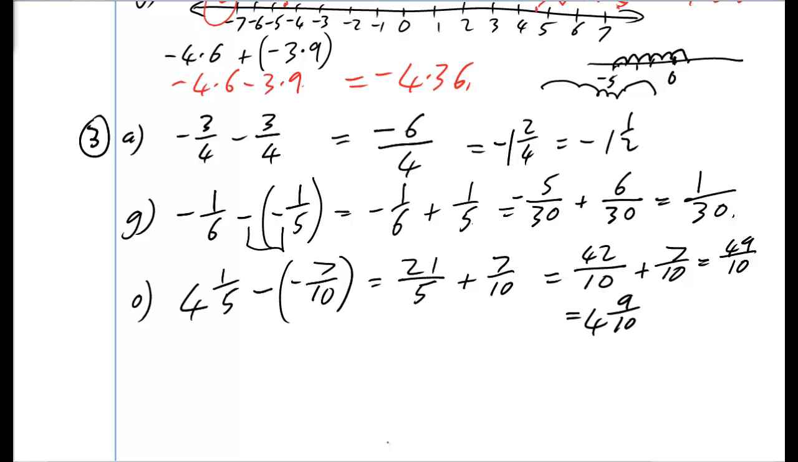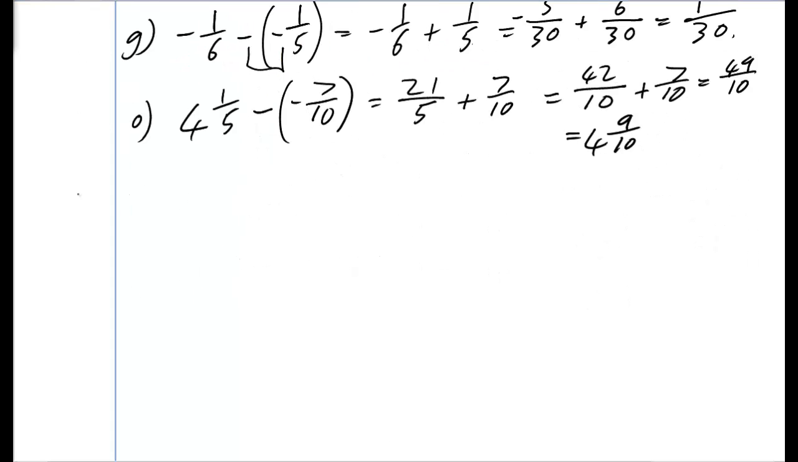Okay, I want you to have a go at number 3. Let's have a look now at number 4. Multiplying and dividing negative fractions. So let's do A. You've got negative 3 on 7 multiplied by 1 over 2. Okay, now just all you do is you forget the negative and you just do the multiplication like normal.